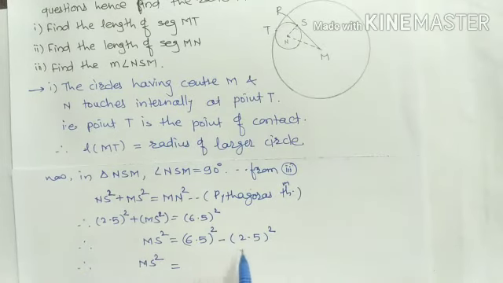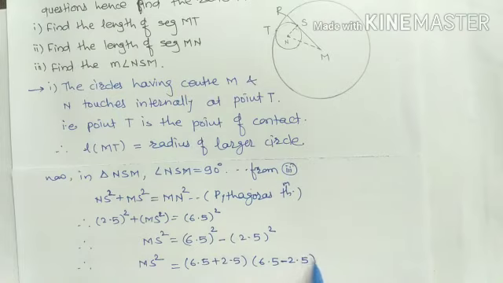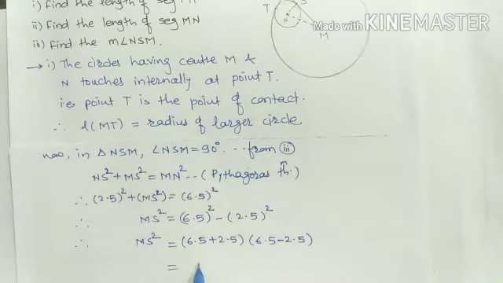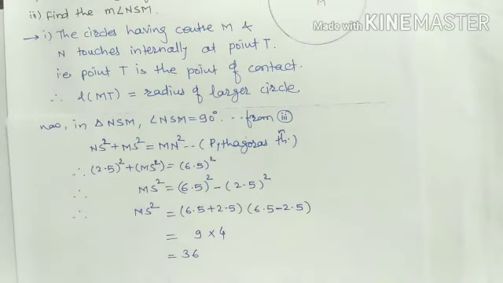Here we can find it using a square minus b square equals a plus b into a minus b, or we can also find it by directly squaring. Let's do it as a plus b, a minus b, it is simple calculation. 6.5 plus 2.5 and 6.5 minus 2.5, that is 9 into 4, equals 36. Therefore MS square equals 36 and therefore MS equals 6 centimeter.